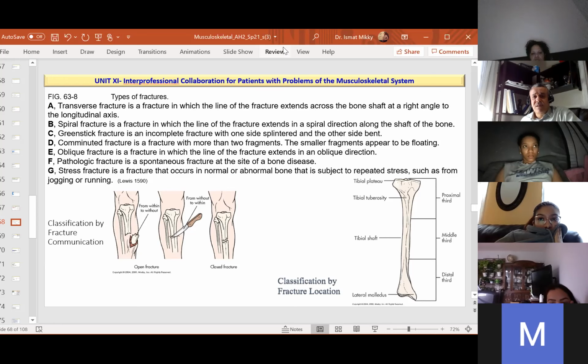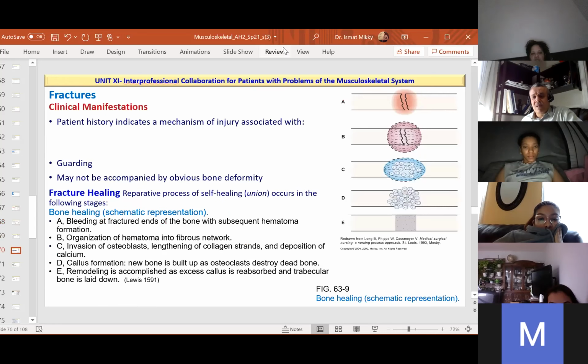Another one is stress fractures, which will result from running or jogging, but pathologic fractures also may result from the long-term use of steroids.